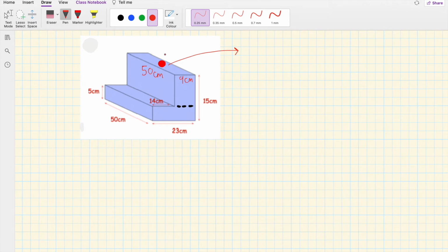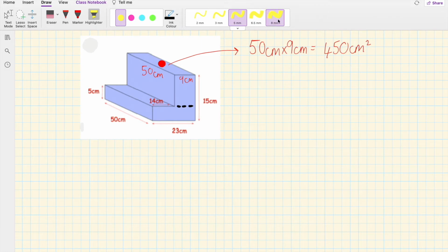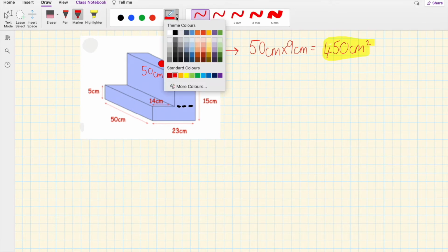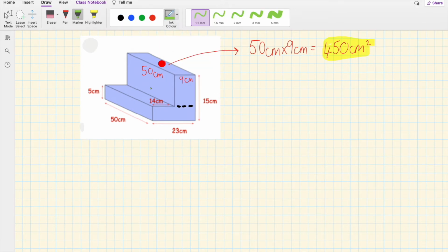So the area of the face with the red dot is 50 multiplied by 9. It's going to give us 450 centimeters squared. I'm going to just highlight that so I know at the end which values I need to add together. I'm going to continue to work my way around, and I'm going to now focus on this green rectangle here.